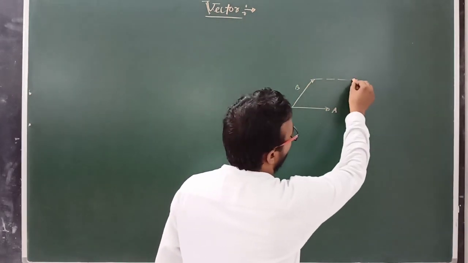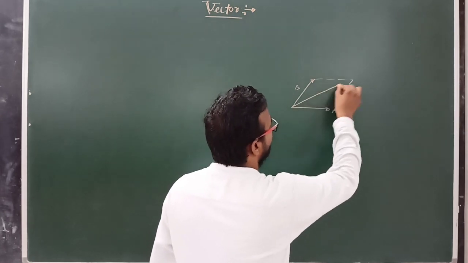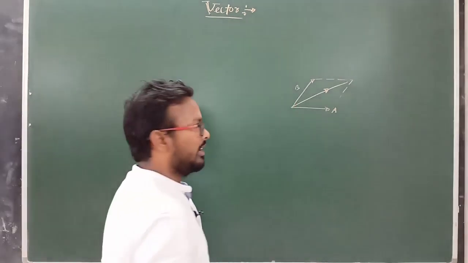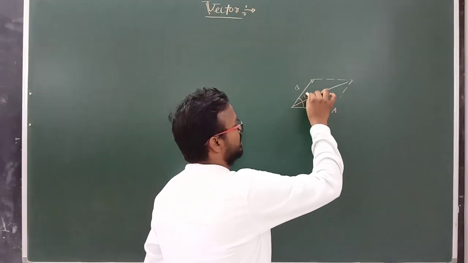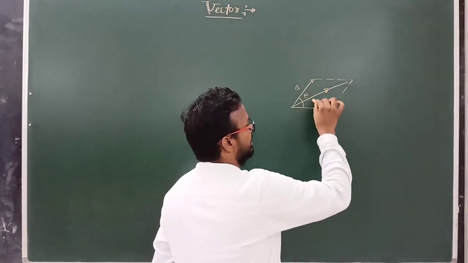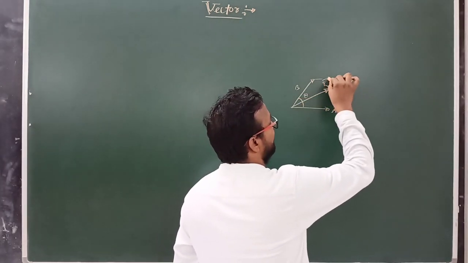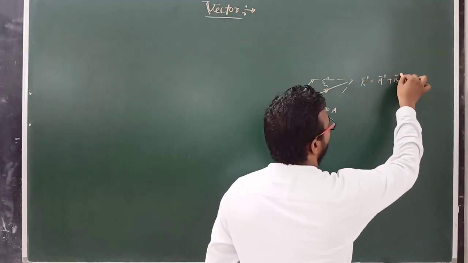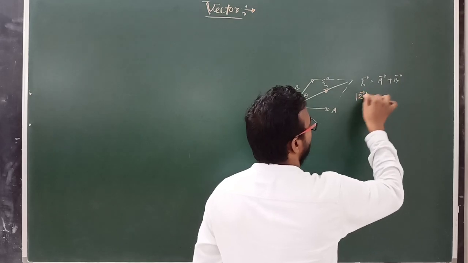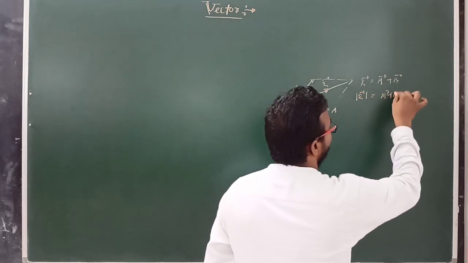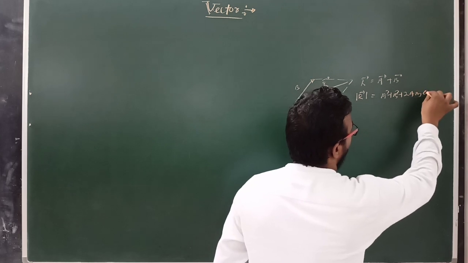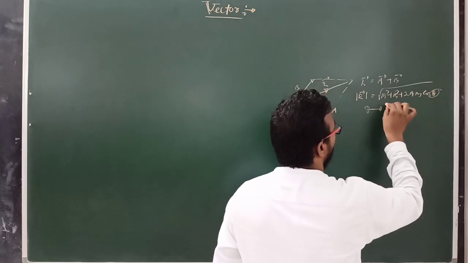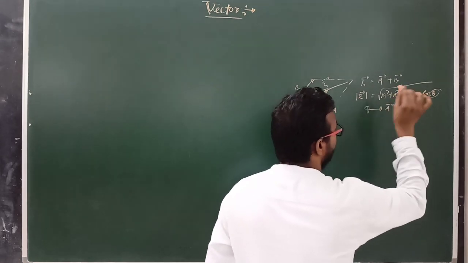Now first we have to make a parallelogram, then the resultant passes through the diagonal and the common point of A and B, and this angle is the angle between vector A and vector B, which is theta. This resultant R vector equals A vector plus B vector, but its magnitude we already found: the square root of A squared plus B squared plus 2AB cos theta. What is theta? Theta is the angle between vector A and vector B. This is the most important factor.